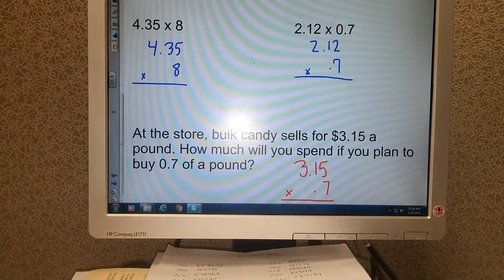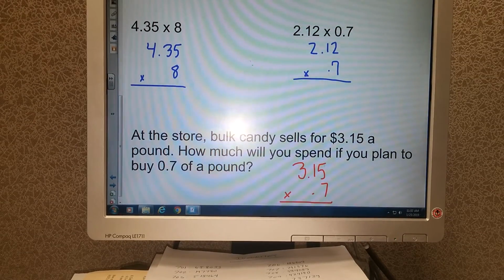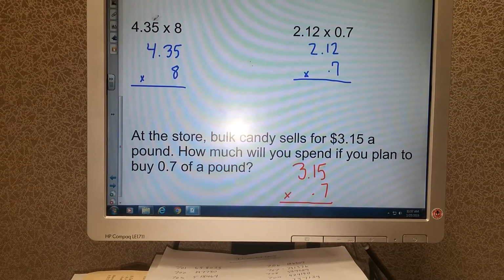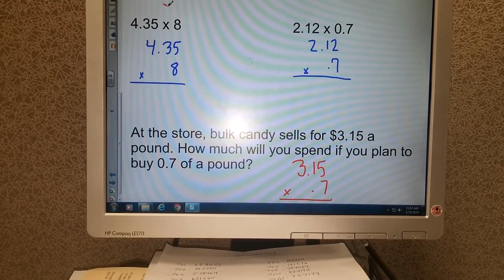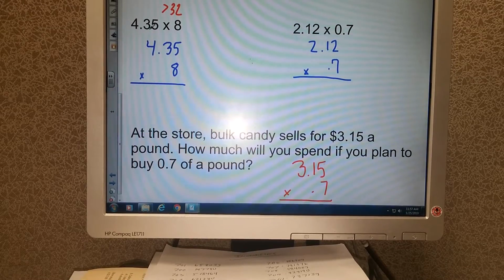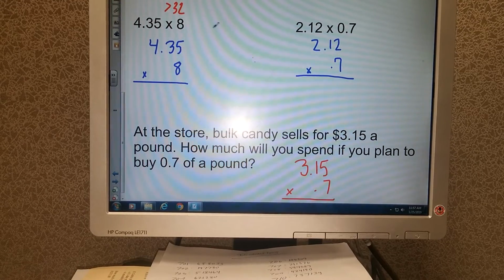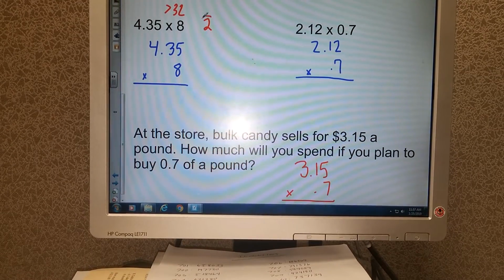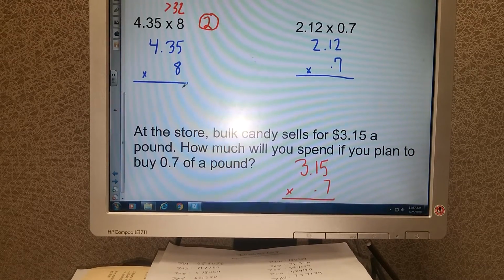Okay, so here we are, my first problem, 4.35 or 4 35/100 times 8. First thing I'm thinking, this is around 4. 4 times 8 is 32, so my answer is going to have to be greater than 32 because this is a little bit more than 4. Also, I see I have 2 digits after my decimal point, so I'm going to need to have 2 digits after in my solution. From here, it's just simple multiplication. 8 times 5 is 40.